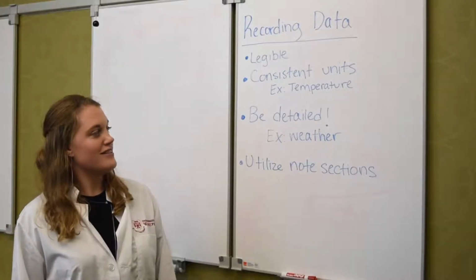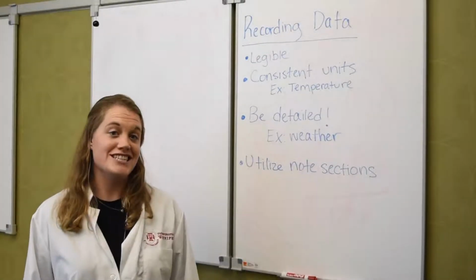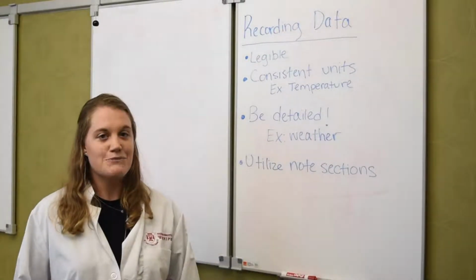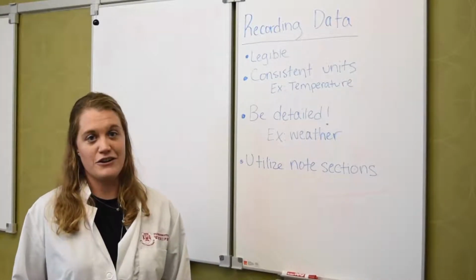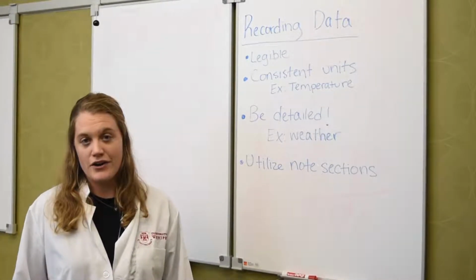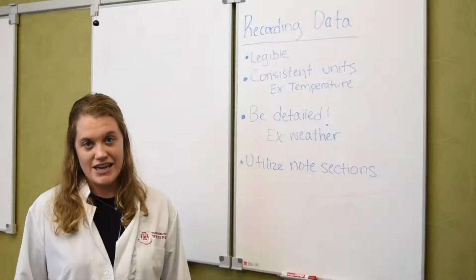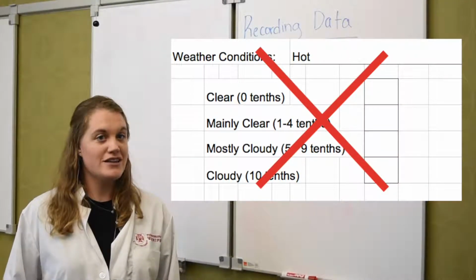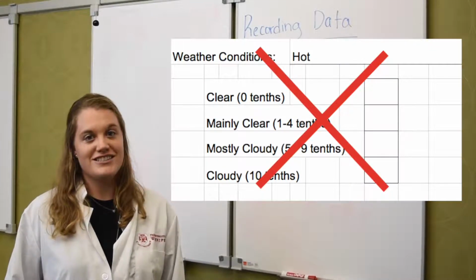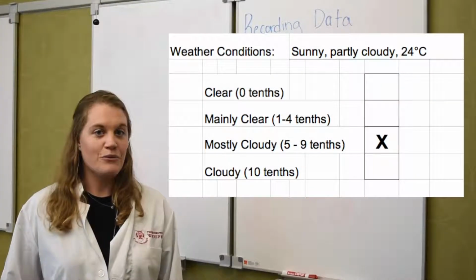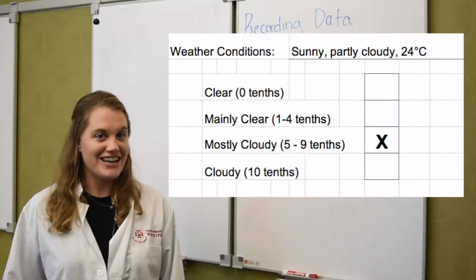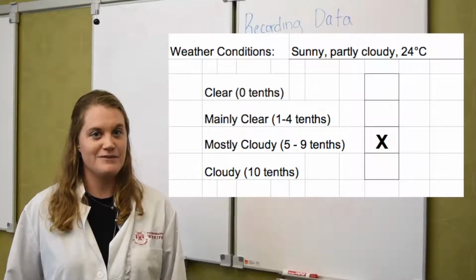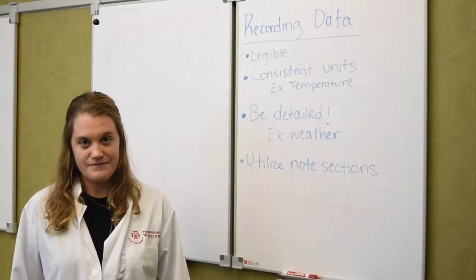The next thing that you should do is to make sure to be detailed. So write as much detail as you can about everything that you're doing. An example would be the weather. So if I wasn't being detailed, I would just say that it was hot out. But if you want to be detailed, then you're going to say it was sunny with partly cloudy and the temperature was 24 degrees Celsius.